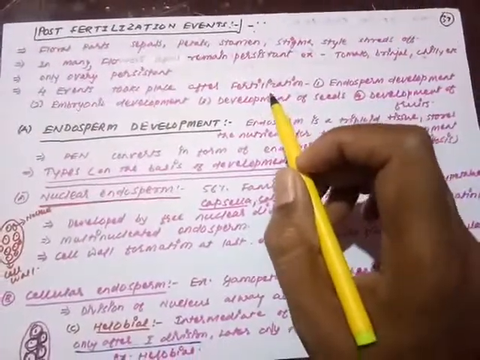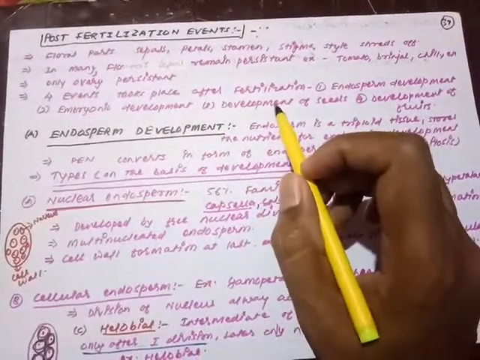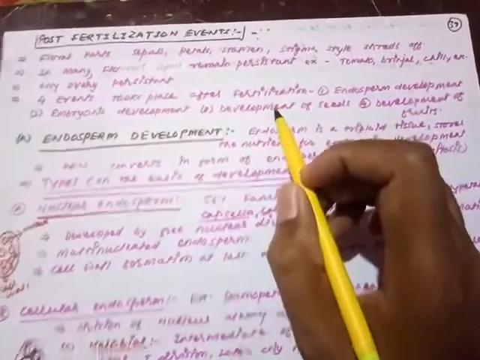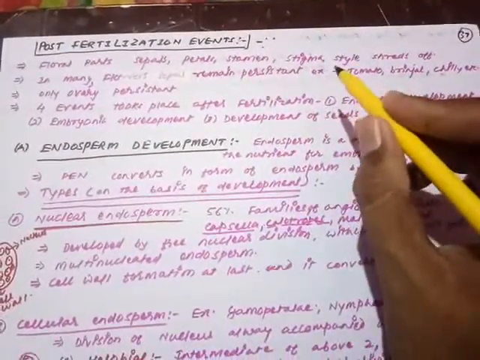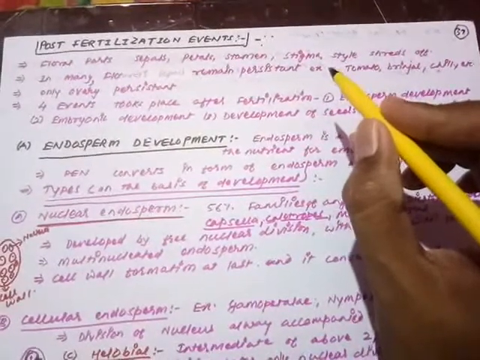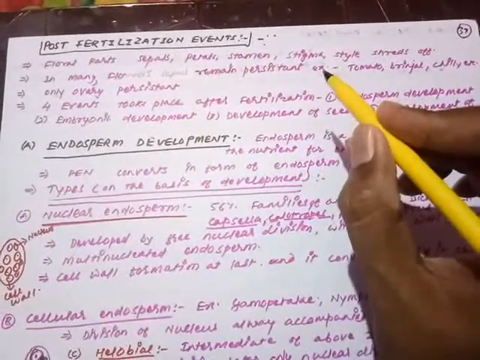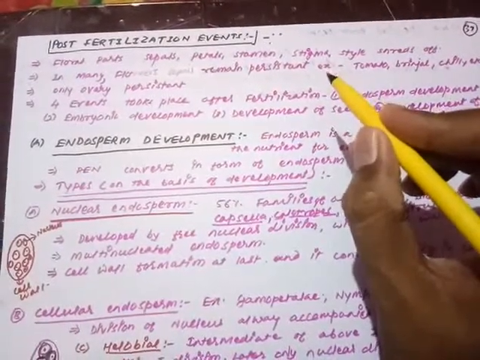First of all, when the fertilization is complete, the floral parts like sepals, petals, stamens, stigma, and style are all shed off. Shed off means they wither off. They are not part of the flower anymore.